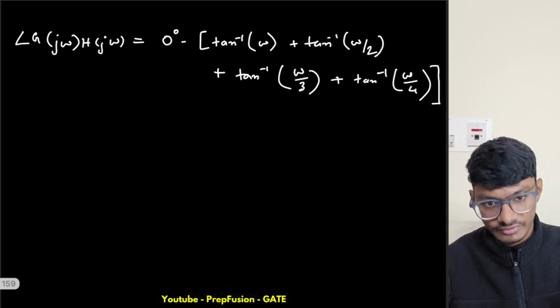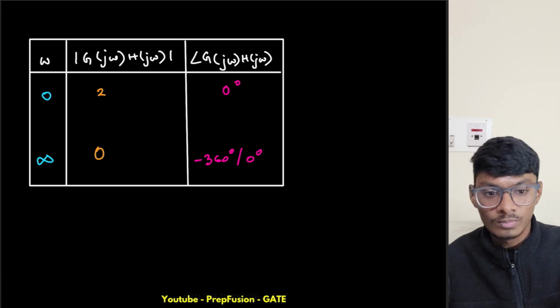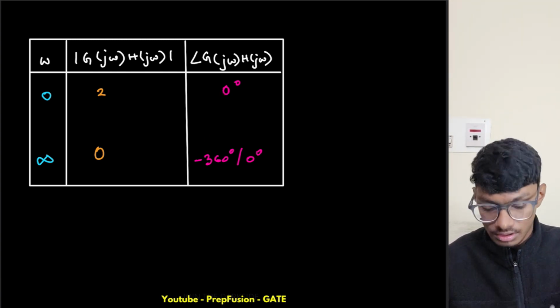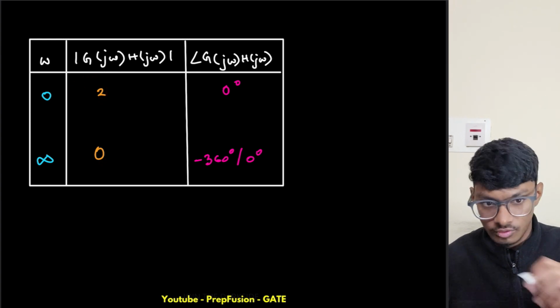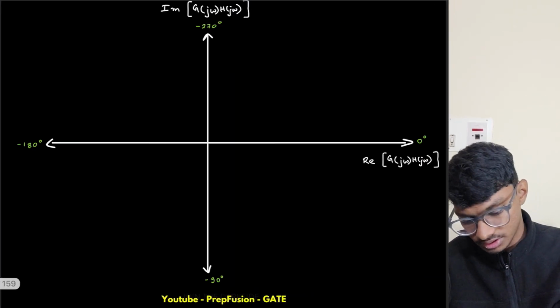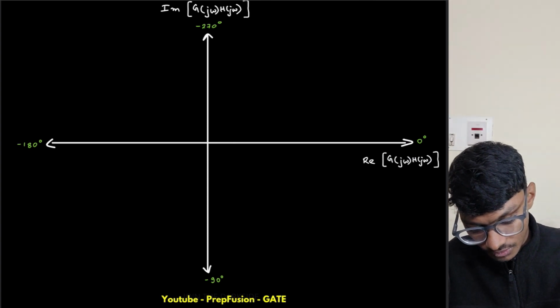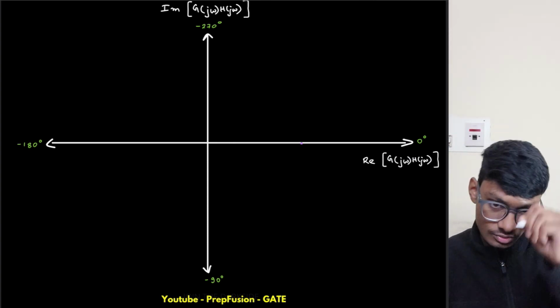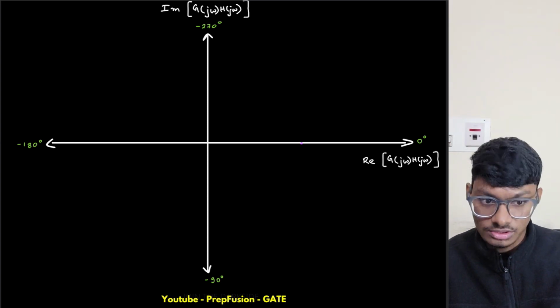But here it is very difficult, but I can understand that my angle is going in the negative, clockwise direction, it is reducing, and my magnitude is also reducing. So it will follow something like this. Let me draw it, and then you will understand. I'll start from 2. Then what is happening? My angle is reducing, so it is going in the clockwise direction, and my magnitude is also reducing.